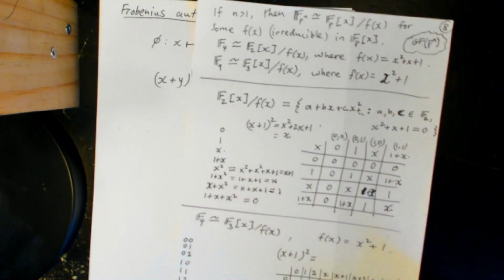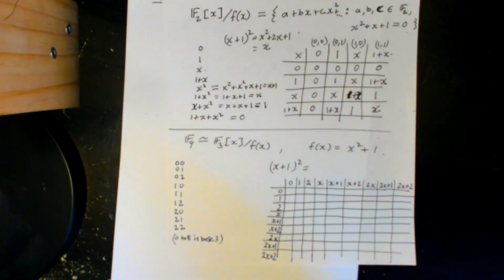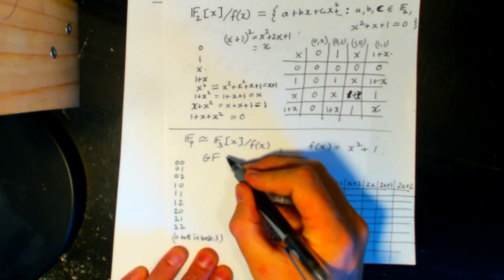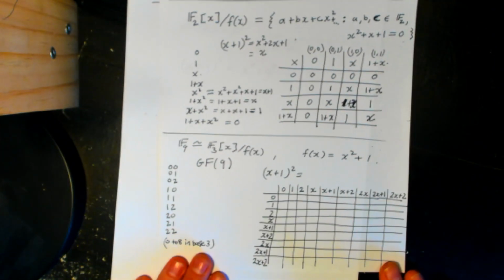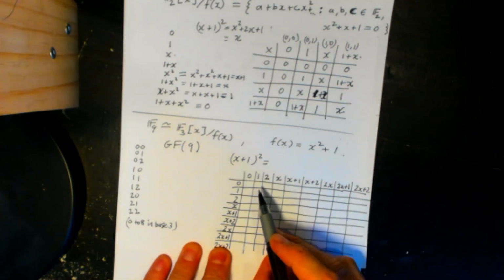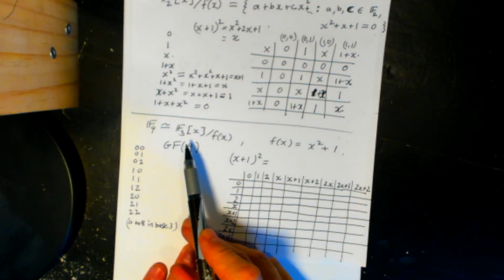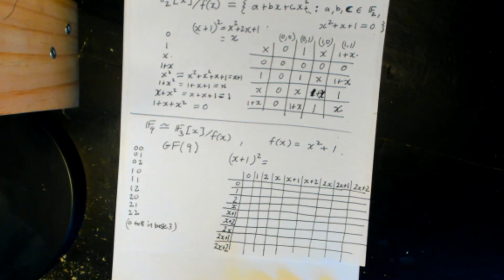Okay, so now we could do the same here with F9 or GF9. Right? So in the other way of writing that, GF9, we can view that with these 9 elements of F3 adjoin X, as in that ring.